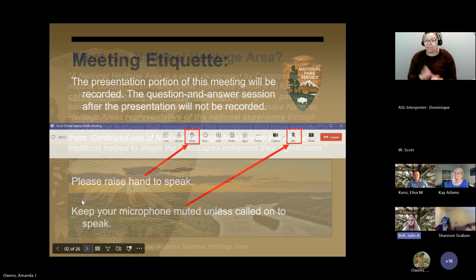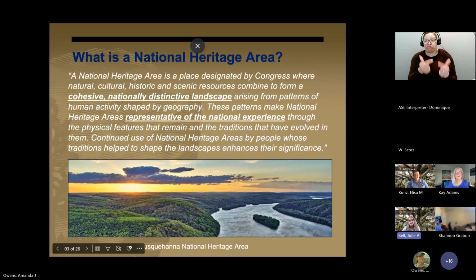All right, I'm going to turn it over to my colleague, Elisa Kunz, who will go over what national heritage areas are, and then I will take over about halfway through the presentation to talk specifically about the Great Dismal Swamp study.